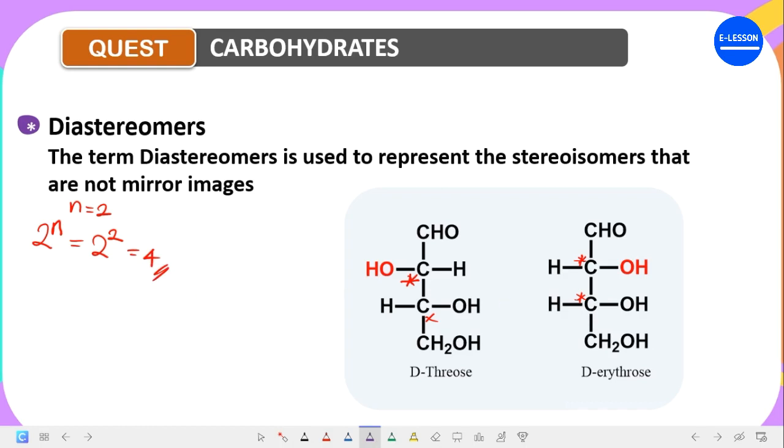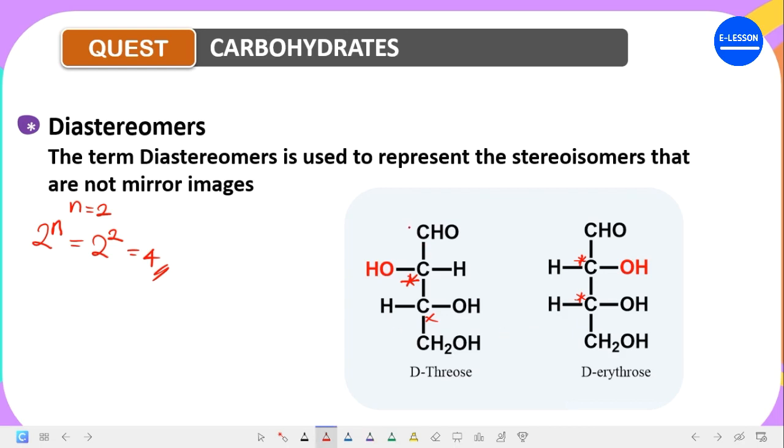Look at them. You can just say that these are diastereomers. Diastereomers is used to represent stereoisomers that are not what? Mirror images. They are not enantiomers, and they are also not mirror images. Now look at this. How do we predict that these are not enantiomers? Look at the OH group for both of them. They are in the same position. Look at what we have here.